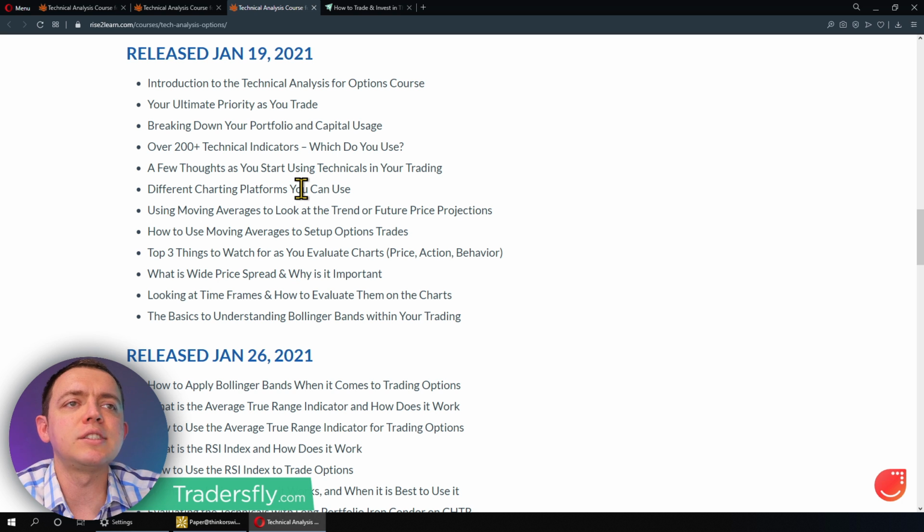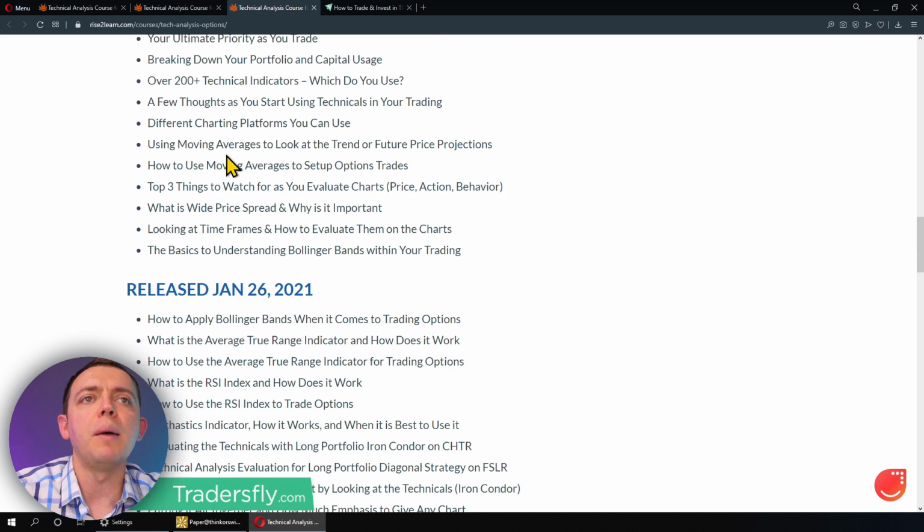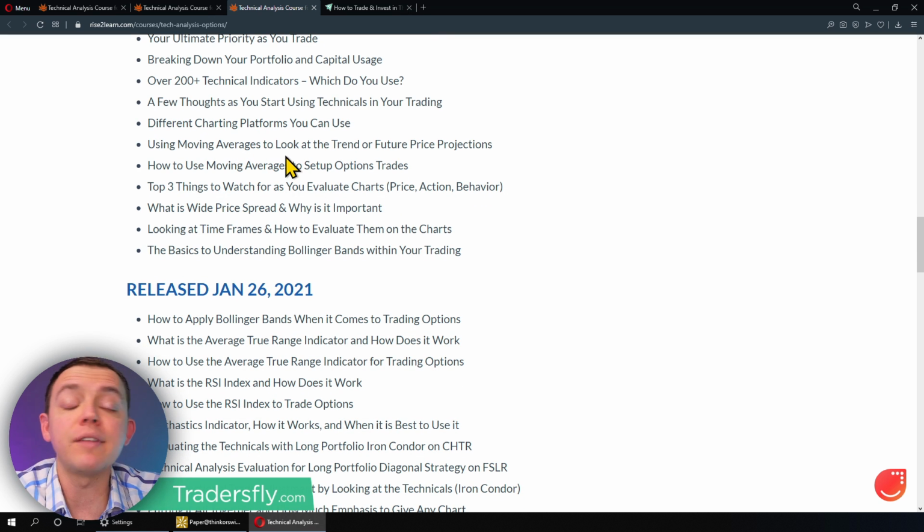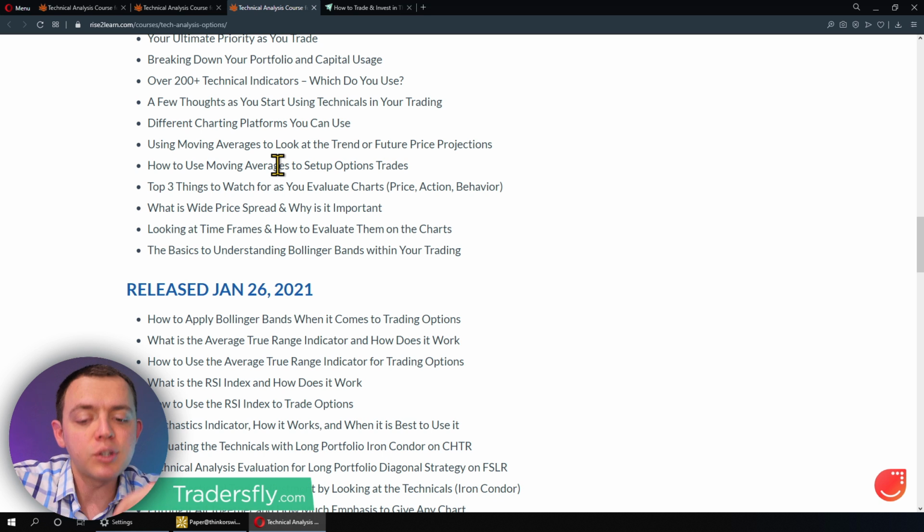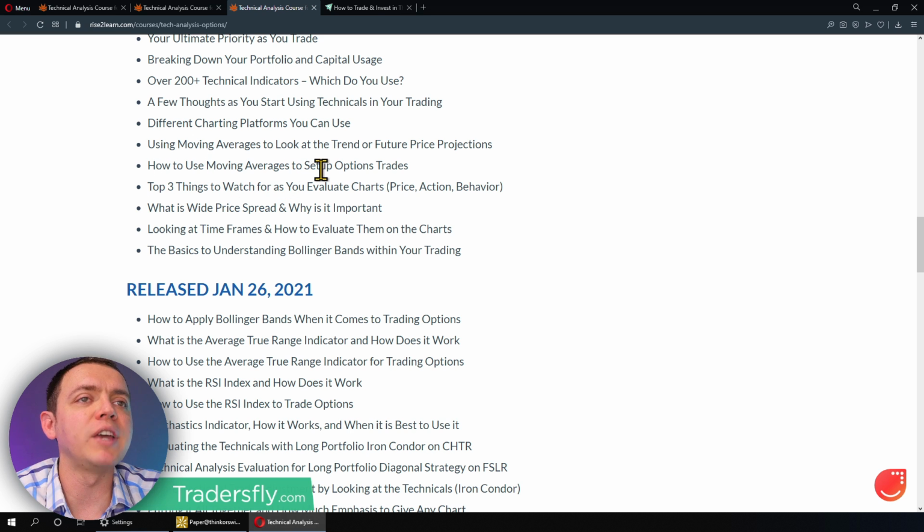A few thoughts as you start looking at the technicals within your trading, different charting platforms you can use, moving averages to look at future price projections. How do those apply in your option trades, right? So we're talking about how do we set the option trades up using the technicals. How much weight do we give them? How do we use those moving averages to set up that option trade?